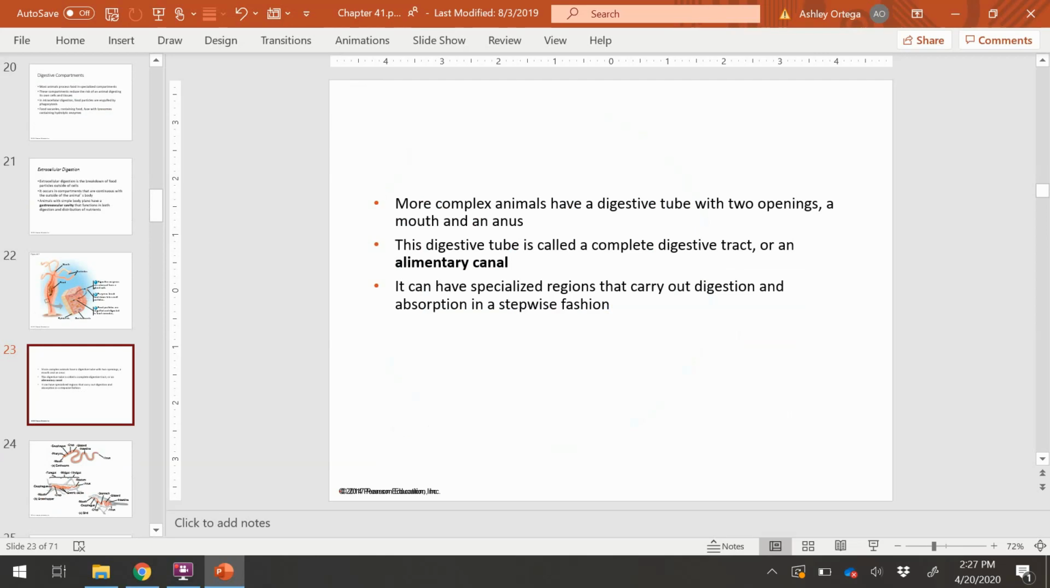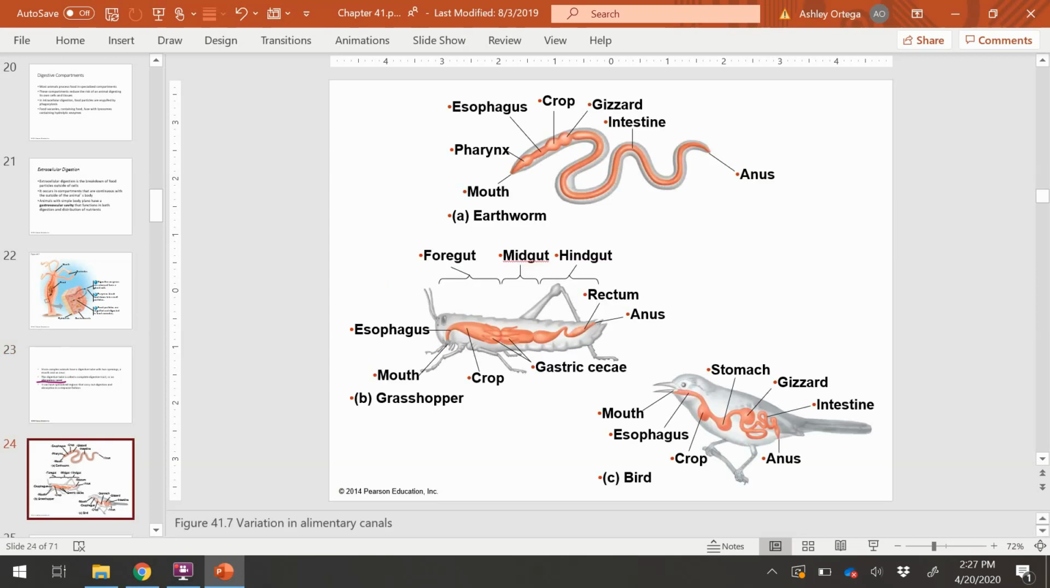But more complex animals have different openings, so a mouth and an anus, and so a complete digestive tract is called an alimentary canal, and so this is what we will look at for some different animals, in that it has different regions that carry out different parts of digestion and absorption. So you can see those here.